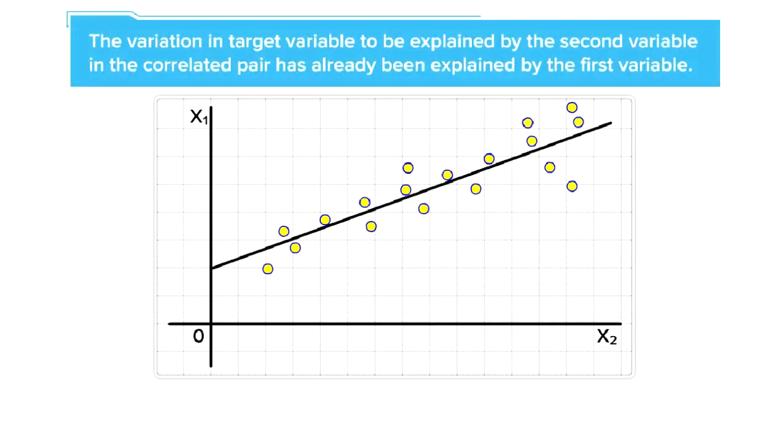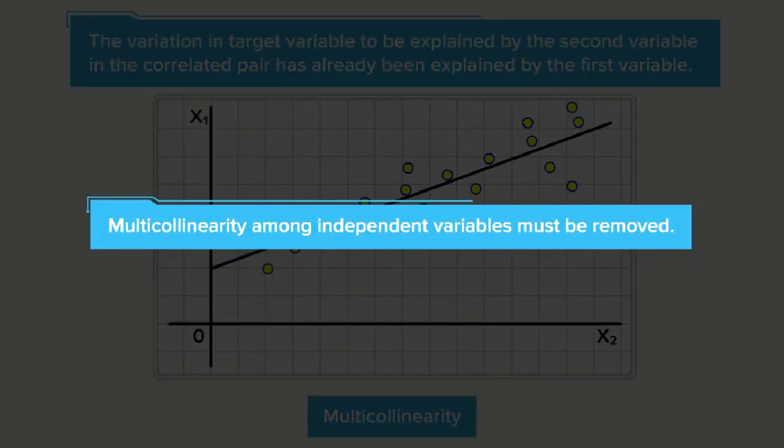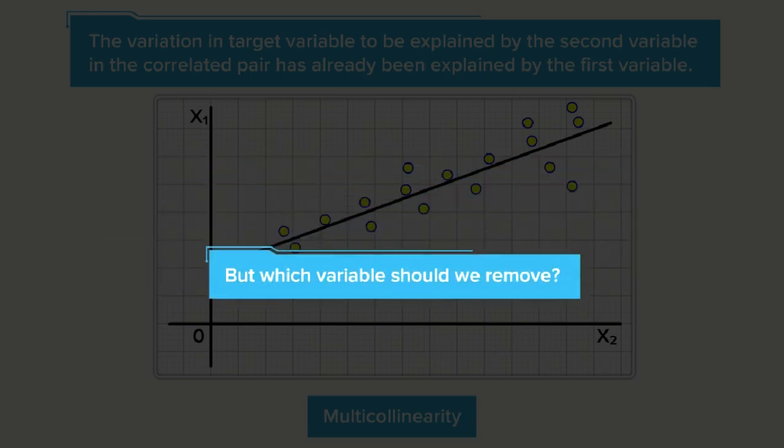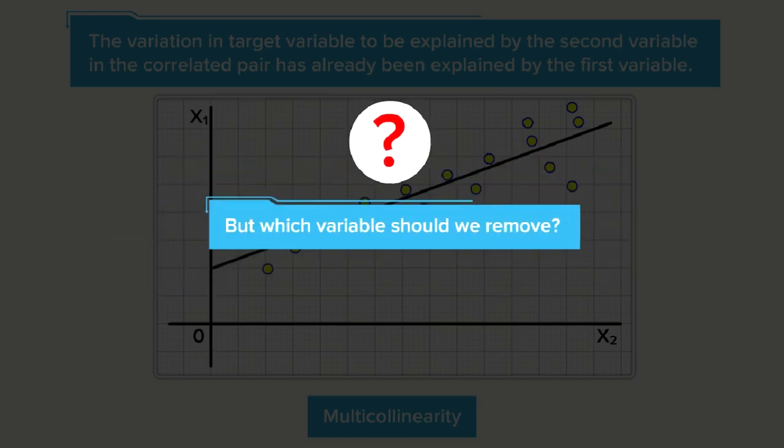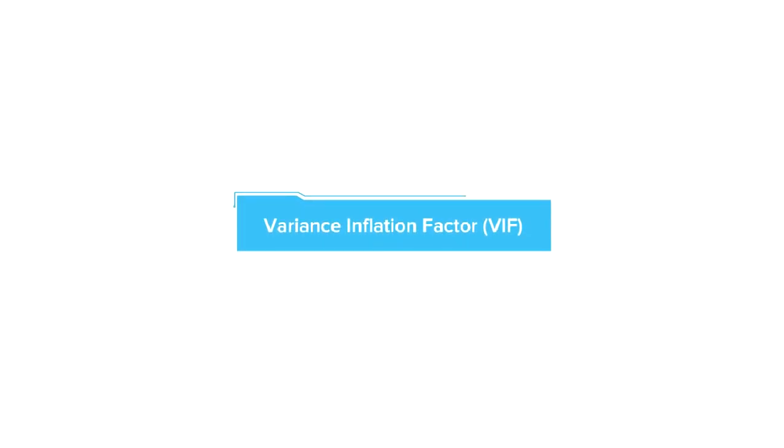It is due to the fact that the variation in target variable to be explained by the second variable in the correlated pair has already been explained by the first variable, thus rendering second variable redundant. This phenomenon is known as multicollinearity. For linear regression to work properly, multicollinearity among independent variables must be removed. But which variable should we remove? For this, we will take the help of a concept called variance inflation factor, also known as VIF.